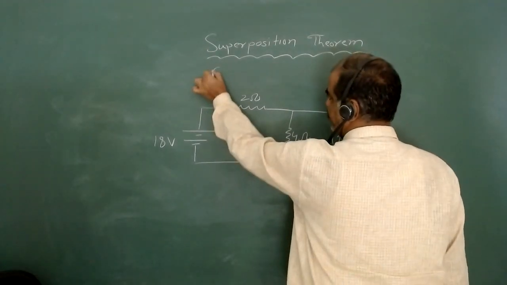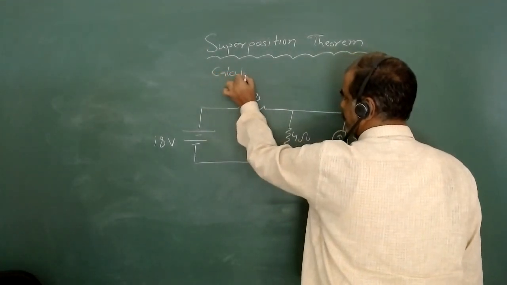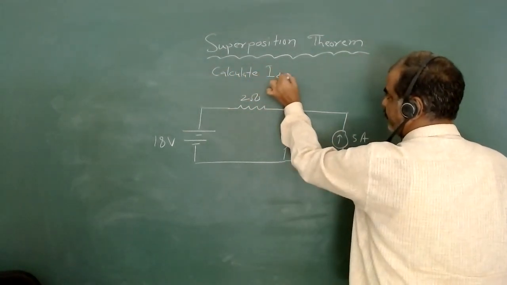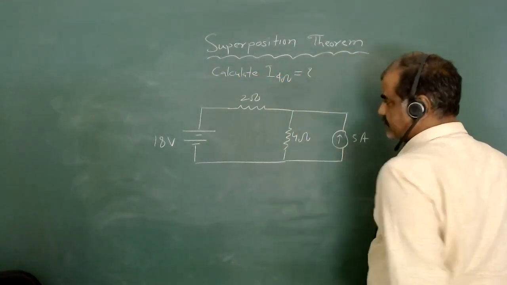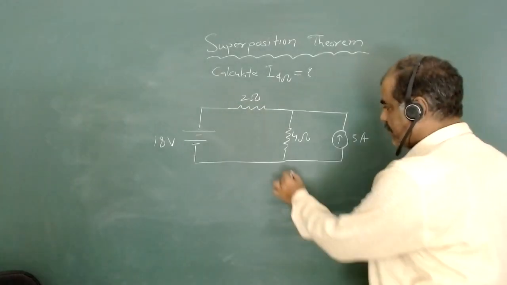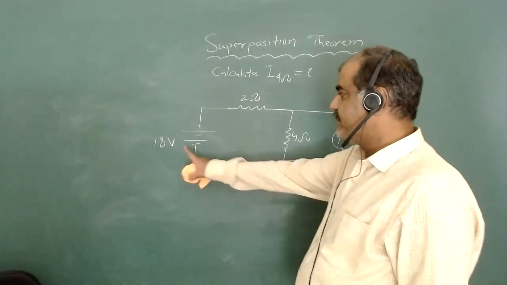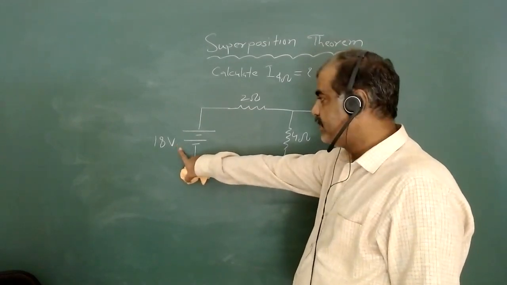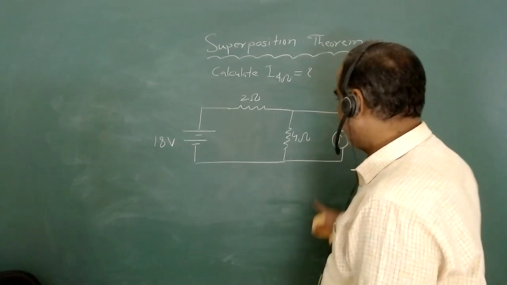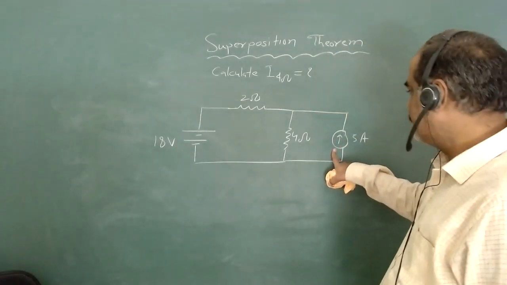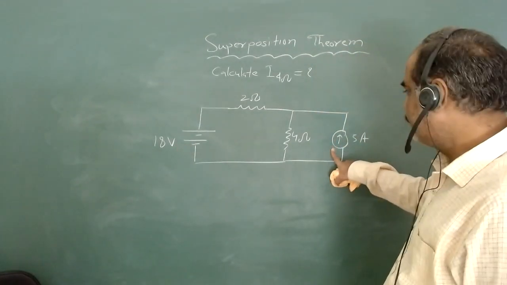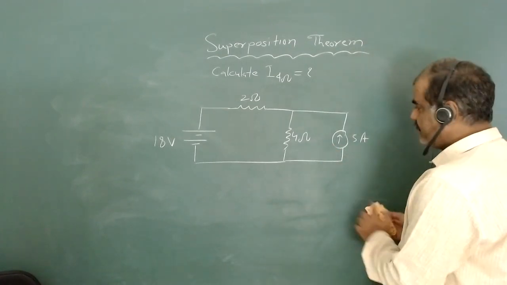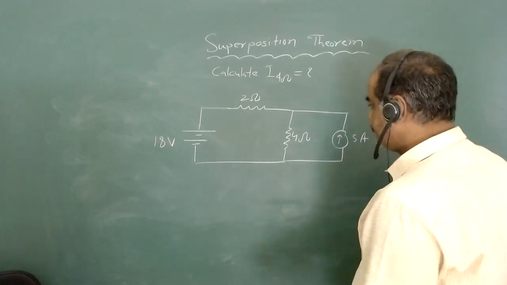Now my aim is to calculate the current in the 4 ohm resistance. So how will I do it? I will use one source at a time. When I'm using this 18 volt battery, I will deactivate this 3 ampere current source.